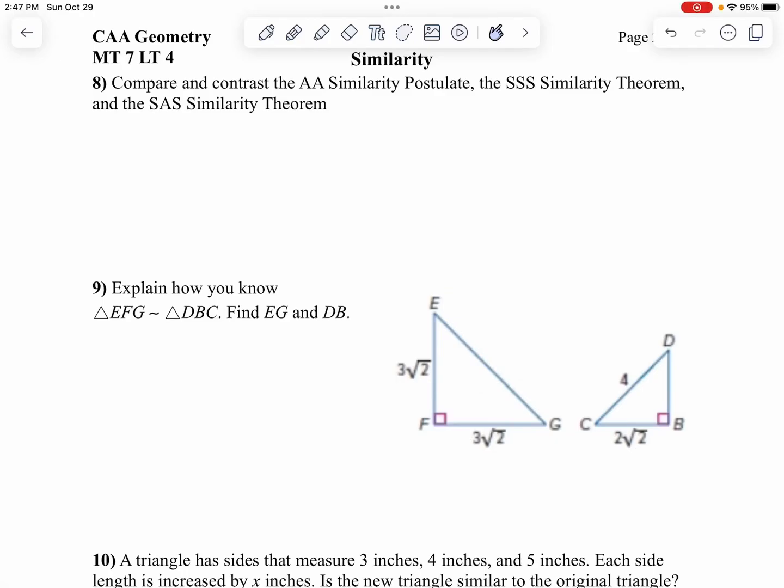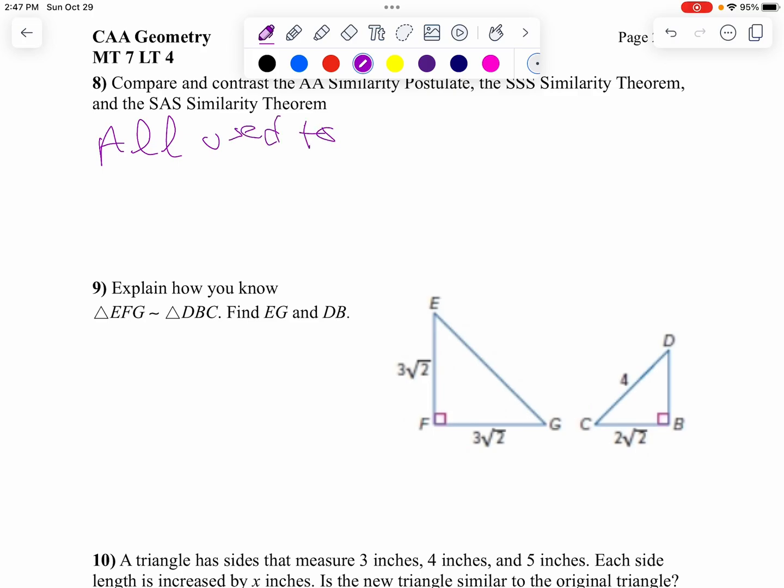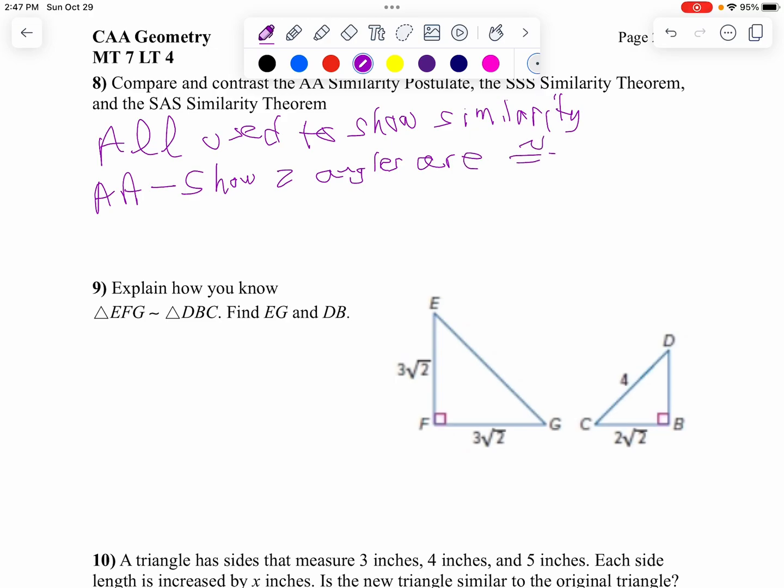On question number 8, all three of them are used to show similarity. For angle, like we did yesterday, we have to show two angles are congruent. For side, we have to show the sides are in proportion.